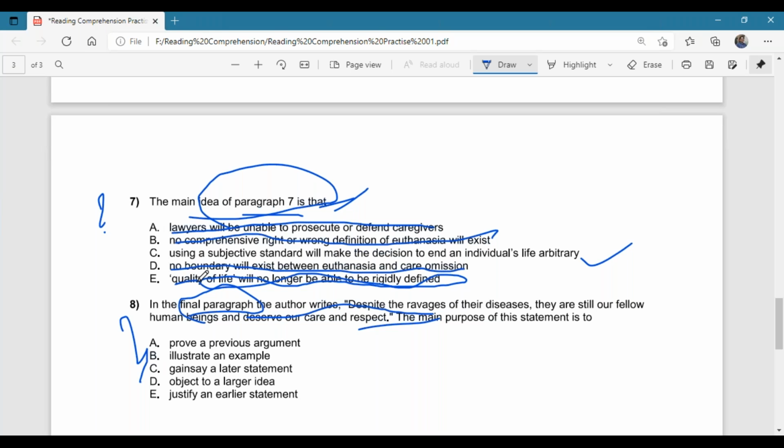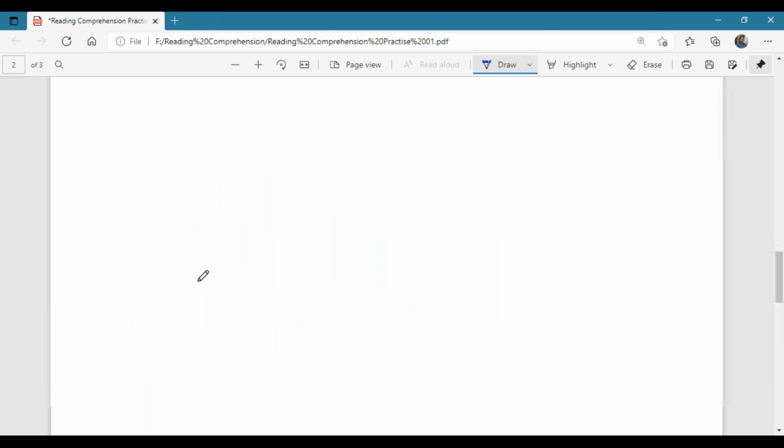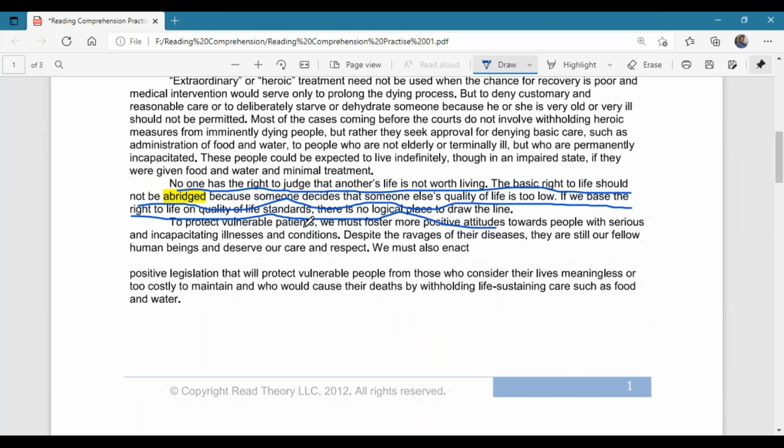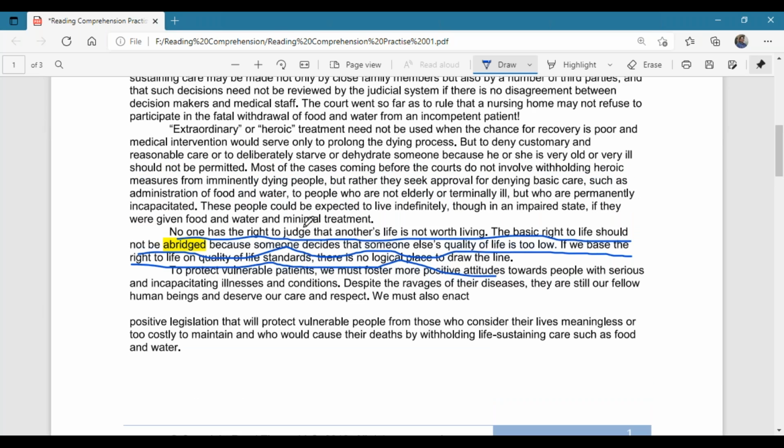Because the author argues in paragraph 7 that no one should decide that someone else's life isn't worth living. So it means that the definition of quality of life will be changed. So that's the reason option E is also not correct. Okay. Option E is also not correct. I hope you all understood. So that is what it actually means to say.